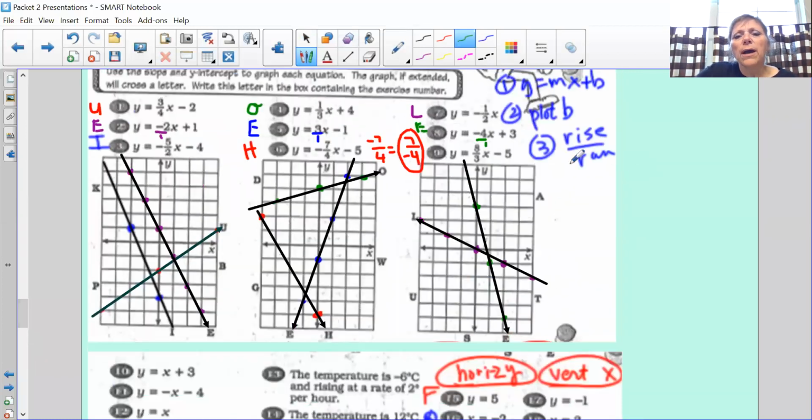Okay, one more here. I have -5 here. So let me change color. I'm going to go down 5 below the origin. 1, 2, 3, 4, 5. And then I'm going to go up 8 over 3. I can't go down 8 backwards 3, so I'm going to go up 8 forward 3. Okay, 1, 2, 3, 4, 5, 6, 7, 8. 1, 2, 3. And those are the only 2 that will fit.